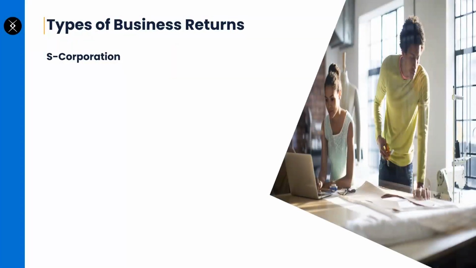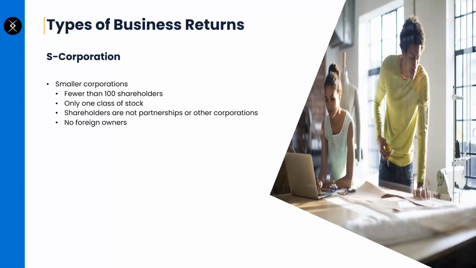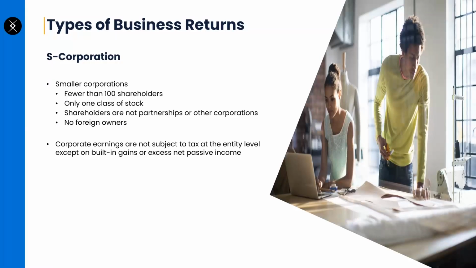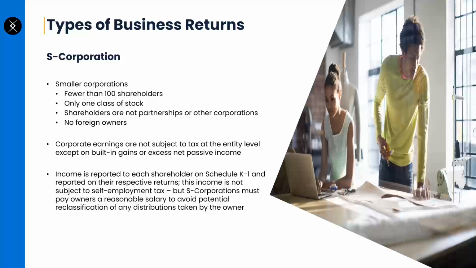And then along with that, we also have the S-Corp. The S-Corp is normally for smaller corporations, and these have fewer than 100 shareholders, only one class of stock. Shareholders are not partnership or other corporations, and no foreign owners. The corporate earnings are not subject to tax at the entity level except on built-in gains or excess net passive income. Income is reported to shareholders on Schedule K-1 and reported on their respective returns.